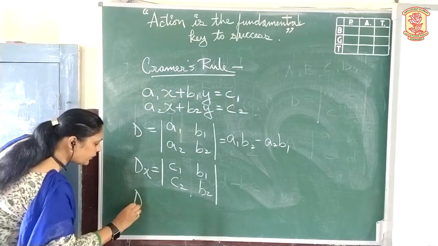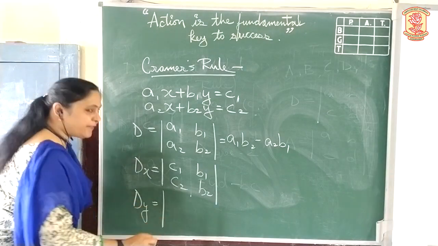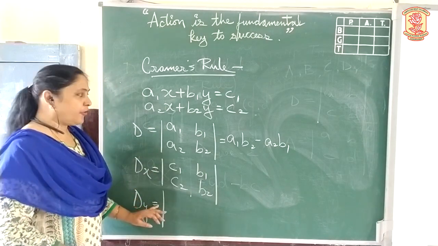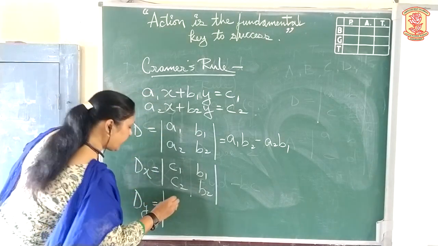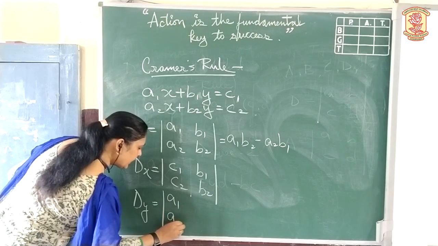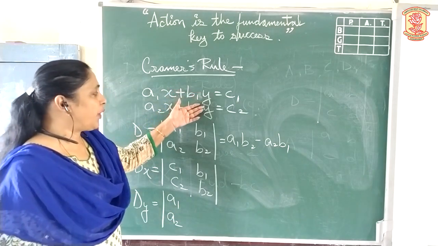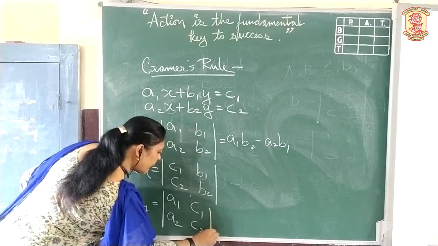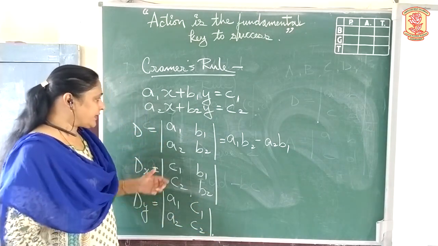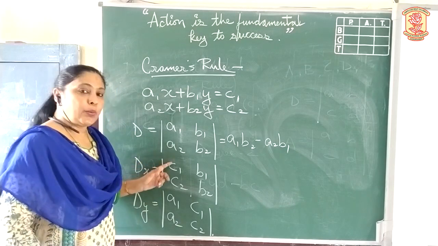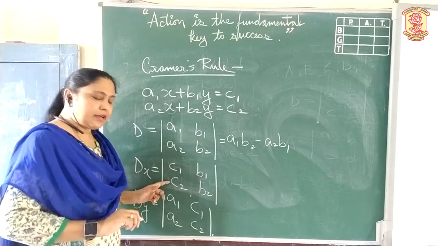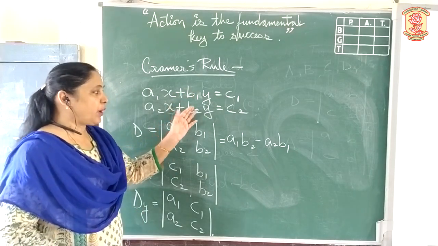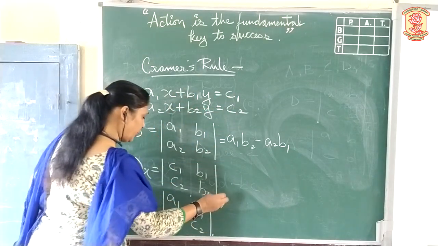Similarly, for the determinant for y, that is Dy. When we are writing the determinant for y, the coefficients of x we write as they are, and in place of the coefficients of y, we write c1, c2. Just like for the determinant of x, in place of the coefficients of x we had written c1, c2, similarly for the determinant for y, in place of the coefficients of y, we write c1, c2.